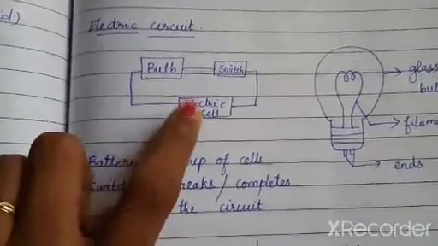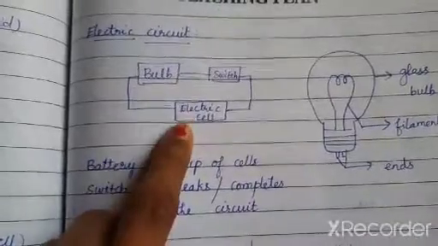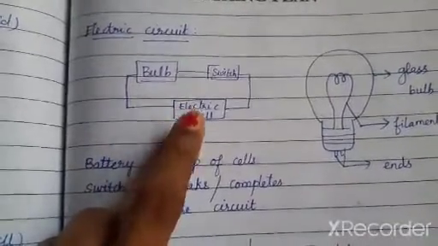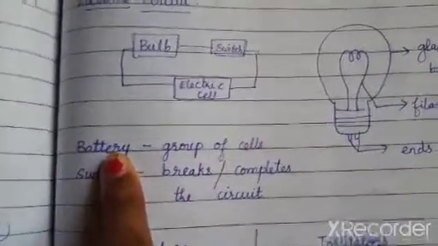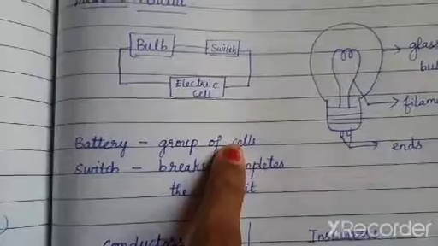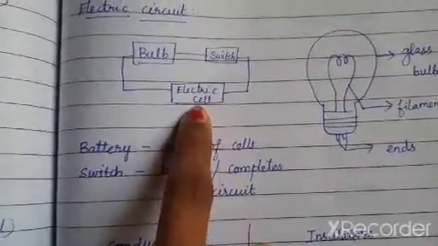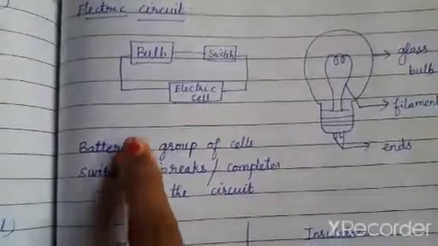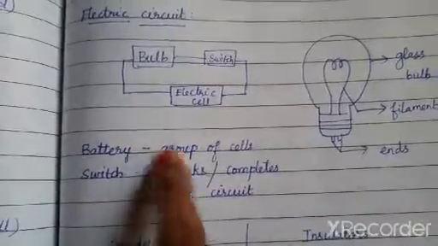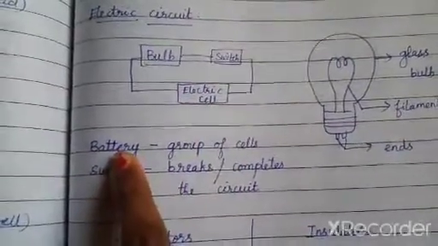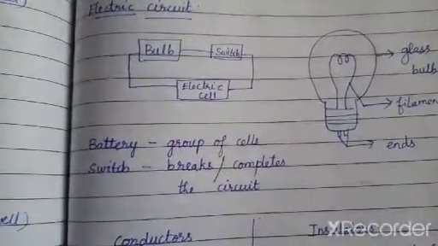Okay. In some cases you will have a battery instead of the electric cell. Electric cell means one positive and one negative terminal. Right? A battery means a group of cells. When I connect two or more cells here, then it acts as a battery. I cannot call that an electric cell. I will call that group a battery. So battery is also an electric component.